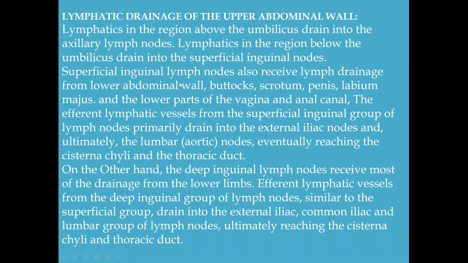Superficial inguinal lymph nodes also receive lymph drainage from the lower abdominal wall, buttocks, scrotum, penis, labia majora, and the lower part of the vagina and the anal canal. The efferent lymphatic vessels from the superficial inguinal group of lymph nodes primarily drain into external iliac nodes. On the other hand, the deep inguinal lymph nodes receive most of the drainage from the lower limbs. So the important point here: above the umbilicus is the axillary lymph nodes, and below the umbilicus is the superficial inguinal nodes.